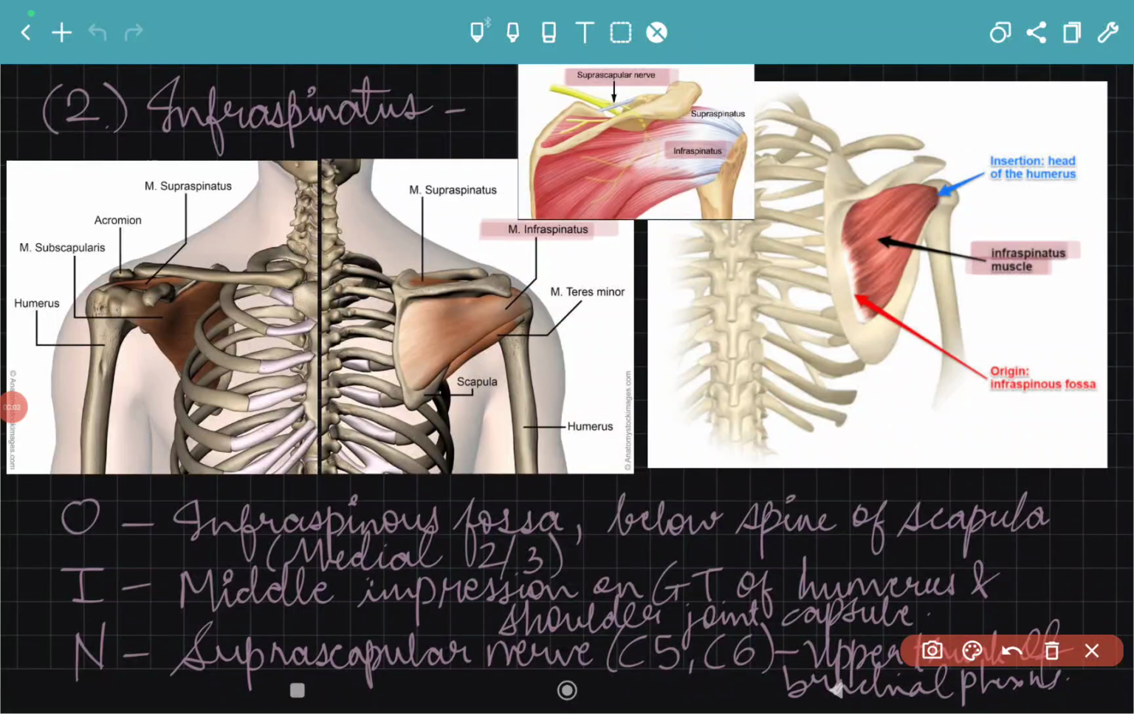Physiowebseries, Shoulder Complex Season 2. Let's begin with Series 2. In Series 2, we will cover remaining rotator cuff muscles including infraspinatus, teres minor and subscapularis.